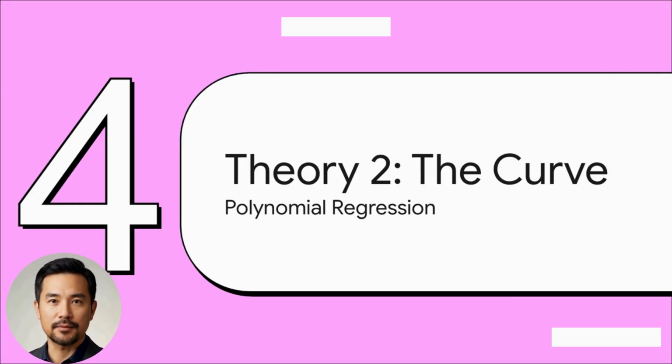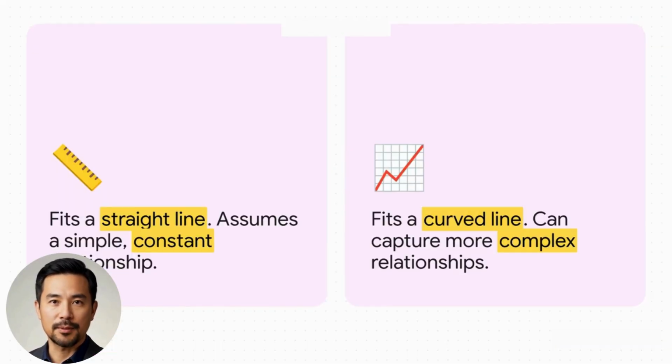If a straight line doesn't work, maybe the real pattern is more curvy. What if the relationship isn't a simple line, but a more complex curve? This leads us to theory number 2, polynomial regression. So what's the big difference here? It's actually pretty simple. Linear regression is like a ruler. It can only draw straight lines.